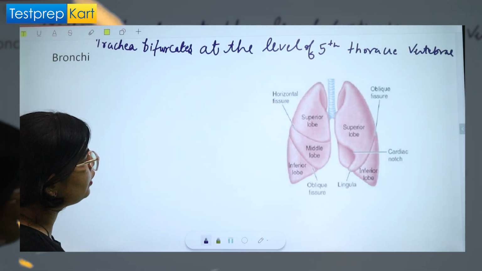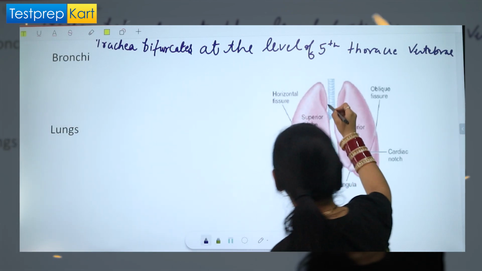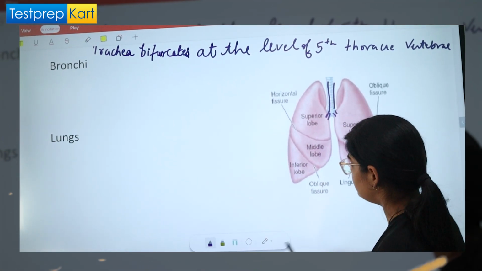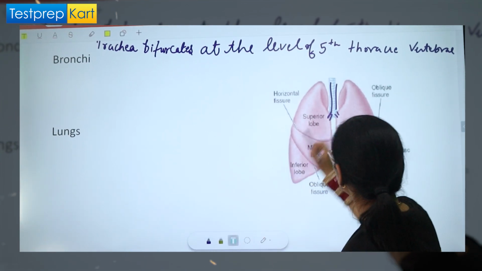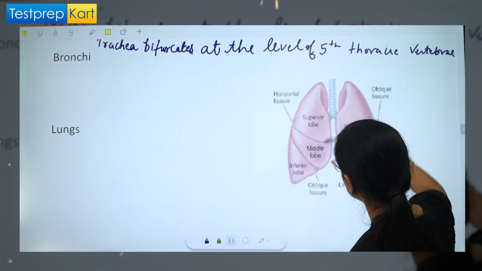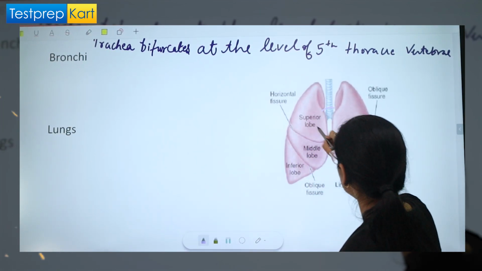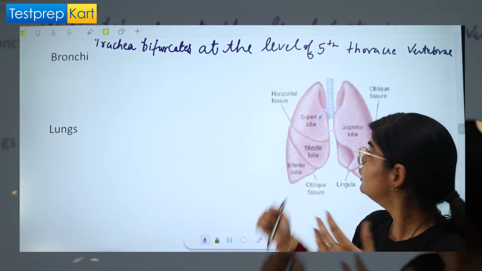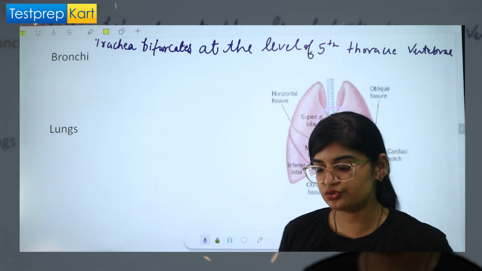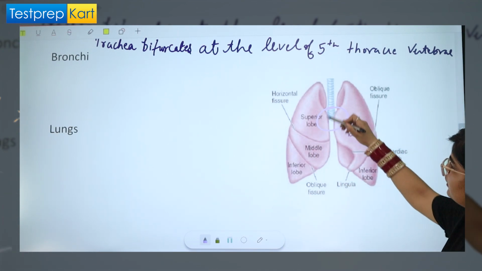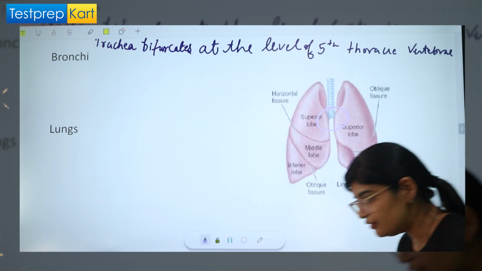When we talk about the bronchi, so this is the trachea. Here you can see that the trachea is bifurcating here, right? This bifurcation is occurring at the site of the fifth thoracic vertebra. As we know that we have the vertebral column at the back side, so at the level of the fifth thoracic vertebra, it will divide into primary and secondary bronchi.